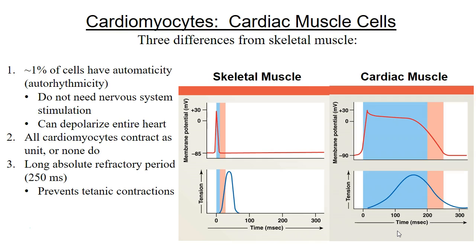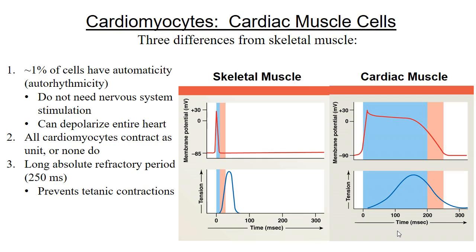So just a few differences. Some of these cells are autorhythmic, or they spontaneously fire. Cardiac muscle doesn't need central nervous system innervation. They can depolarize on their own. The other thing with cardiac muscle, those cardiomyocytes, they're stitched together tightly. If one depolarizes, it causes the ones around it to depolarize. Their cytoplasms are also connected, so they contract as a unit.